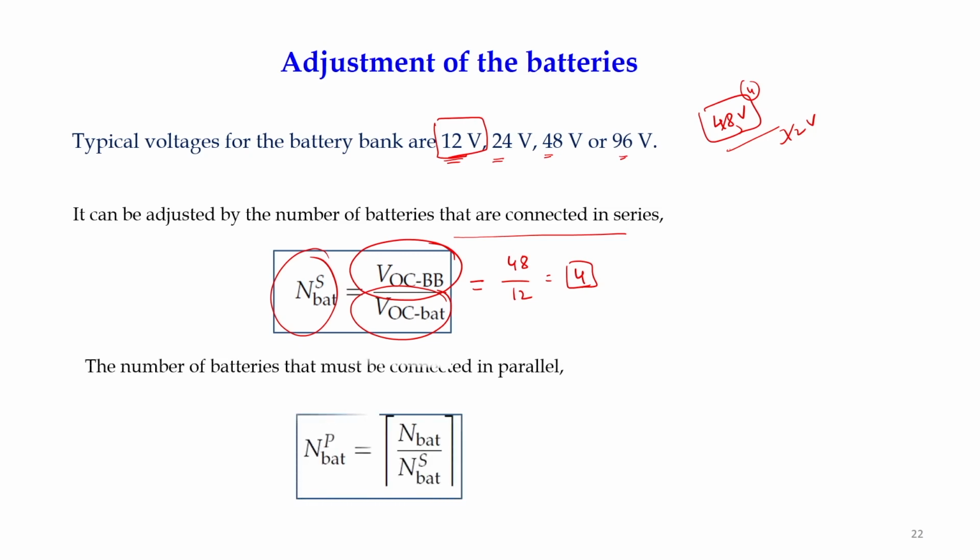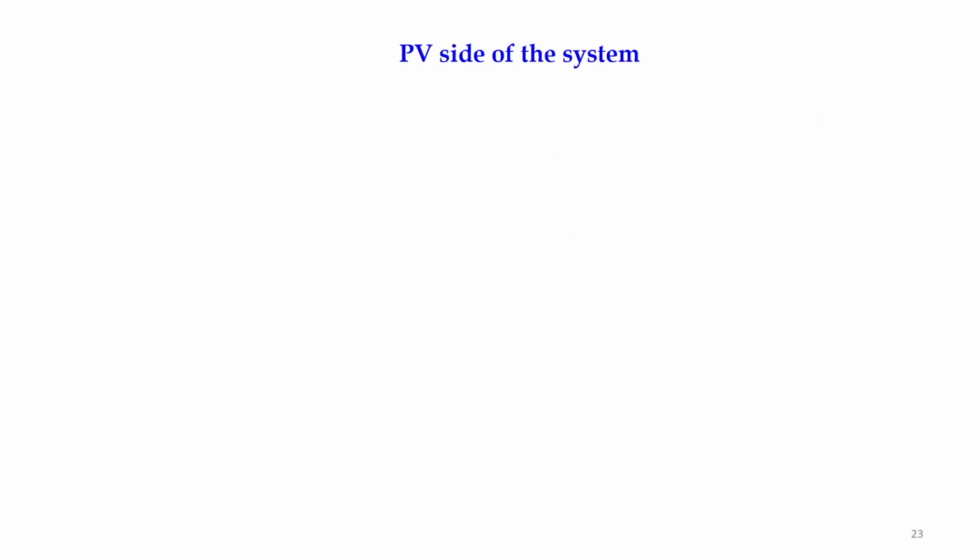Then how to connect the batteries in parallel? What are the parameters you need for this? So, we need the total number of batteries and then the number of batteries which are connected in series. Then we can find out the number of batteries to be connected in parallel, right. So, this information is also required while designing the PV system.